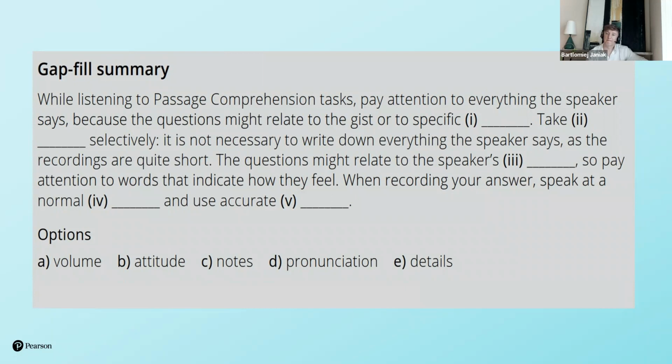What about the first one? Both, okay. A, details, great. What about the next one? 2C, take notes selectively. Yes, because this is one person telling a story. So selective note taking really comes in handy.